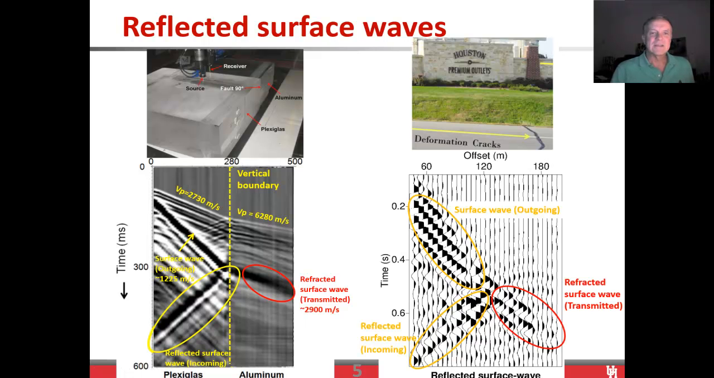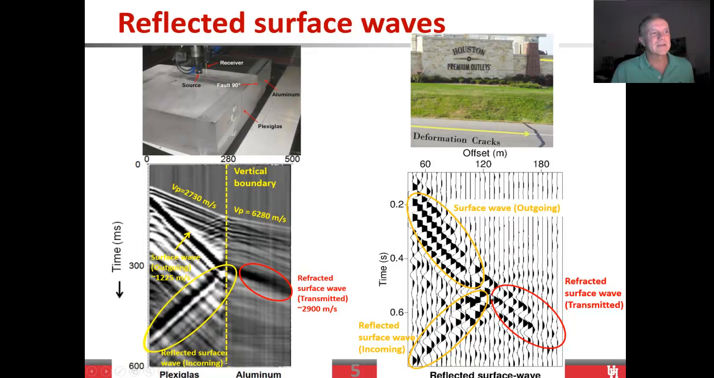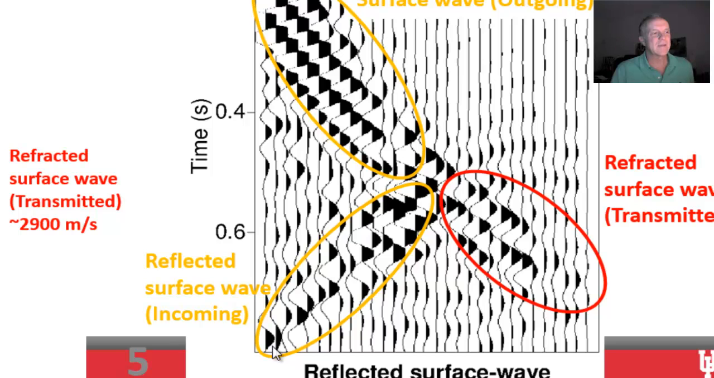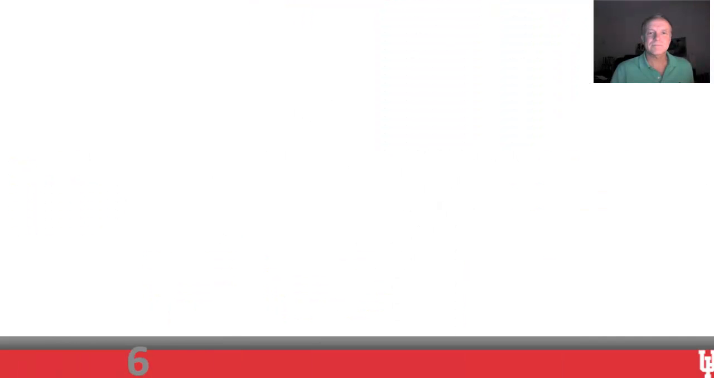Now, can we actually see this in the real world? We've done some experiments in the area around Houston, in fact near one of the big shopping malls. In this case, once again, you can see the ground roll propagating outward, hitting an interface of some kind, and scattering back. So how could we use that backscatter to actually find faults or find heterogeneities in the near surface? We can do that by being informed with VSP. But let's first look at some synthetic data.